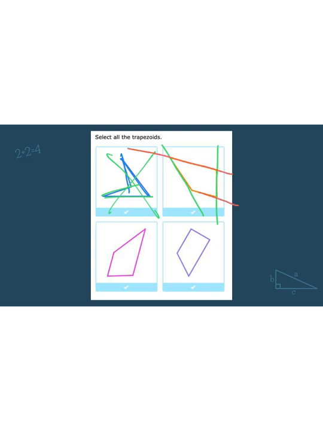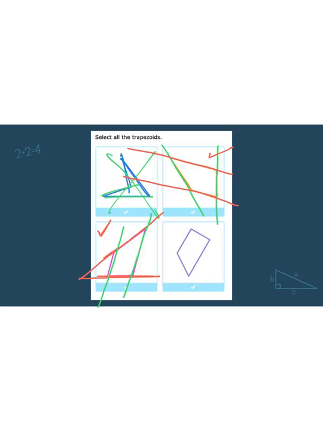Those look parallel, so this would be one that is a trapezoid, but we have to check all of them before we move on. So here we've got this side, the opposite side looks like they will intersect at some point, because if we continue those lines on. So let's look at the other side. The opposite sides here are parallel lines, so this one is also a trapezoid.